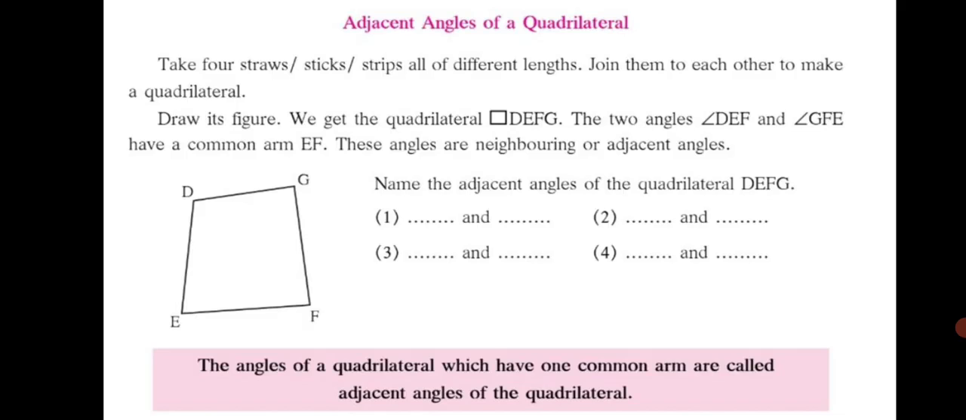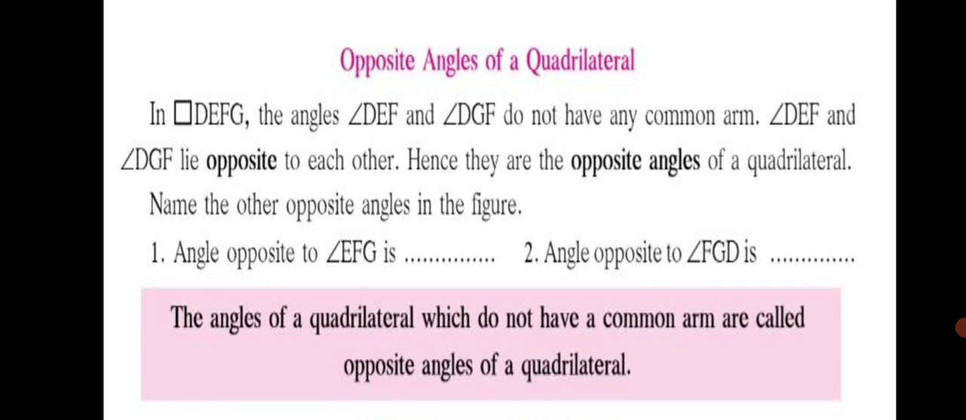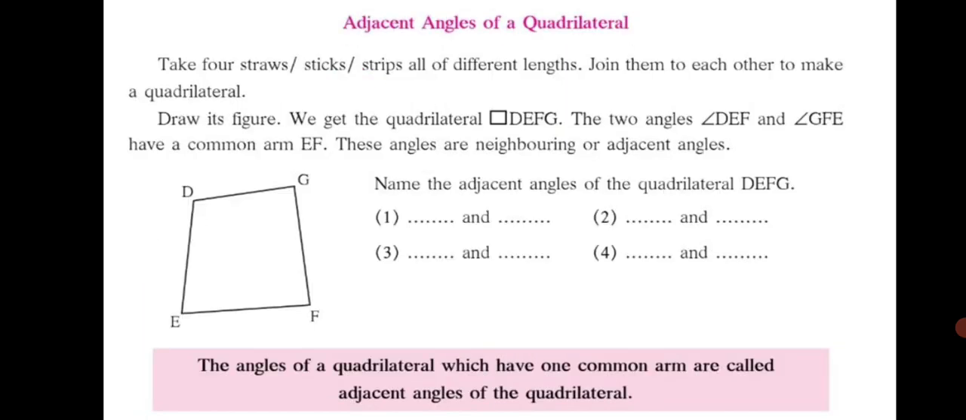Now let's learn about opposite angles of a quadrilateral. In quadrilateral DEFG, which we saw just now, the angles DEF and DGF are exactly opposite to each other. They do not have any common arm. So they are called opposite angles.